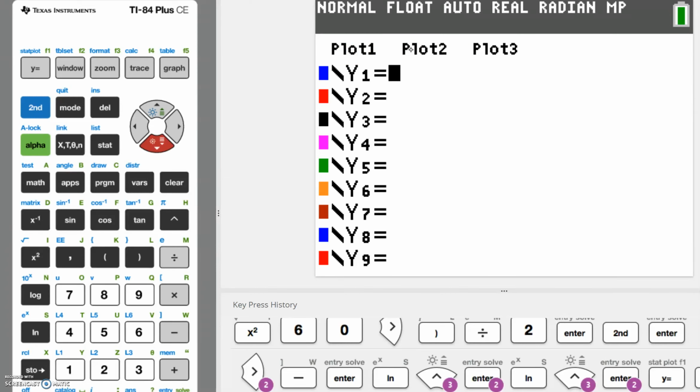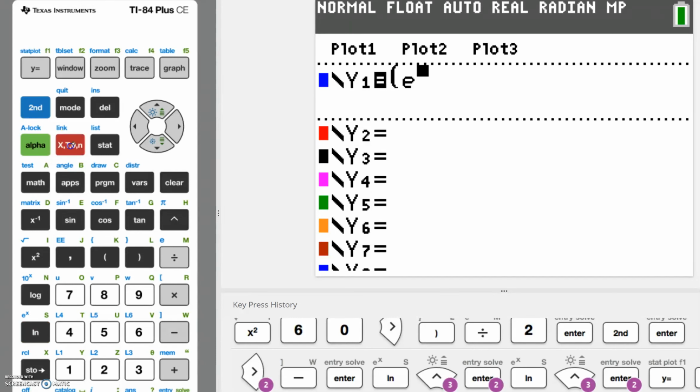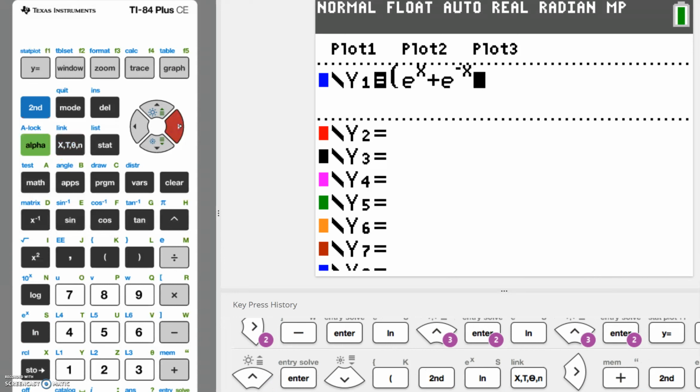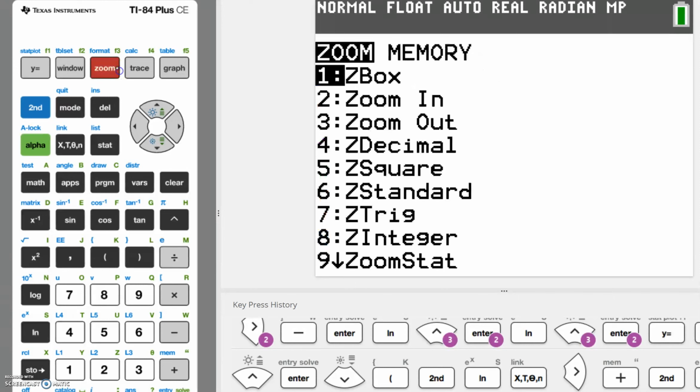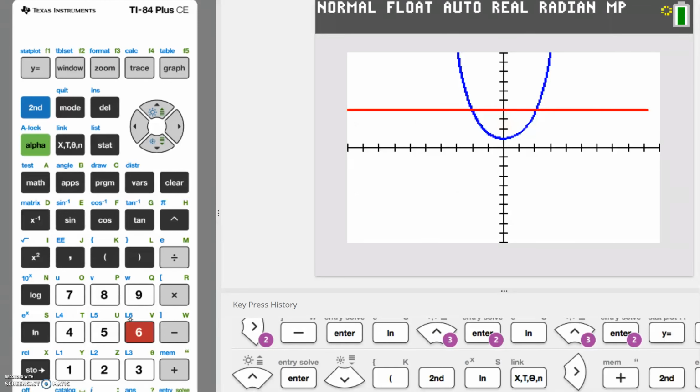So I'm just going to graph the left-hand side of the equation for y1, which is e to the x plus e to the negative x divided by 2. And on my y2, I'm going to graph the right-hand side of the equation, which is just going to be a horizontal line at y equals 4. So let's just zoom standard and see what happens. Sometimes you may have to change your window after that. Looks like it's going to work just fine this time.